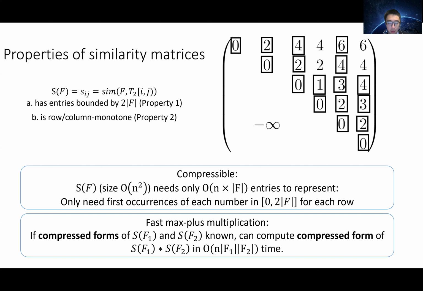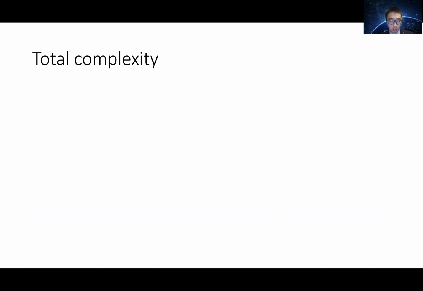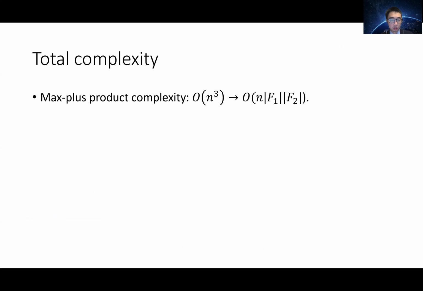Compatibility means that we have a faster way to do max plus multiplication, which is exactly what we wanted. If the compressed forms of S of f1 and S of f2 are known, we can compute the compressed forms of their max plus product in O(n) times the size of f1 times the size of f2 time. We have shown that the max plus product now has a much better running time.